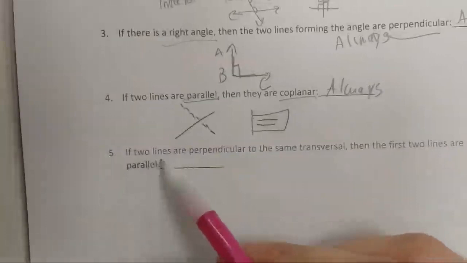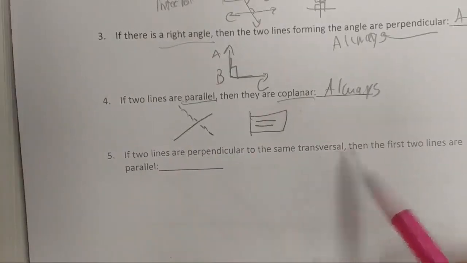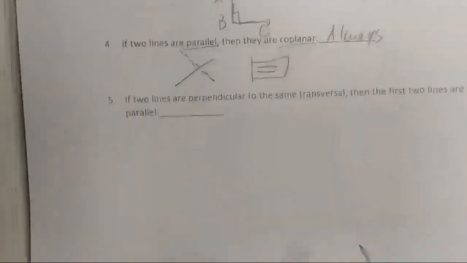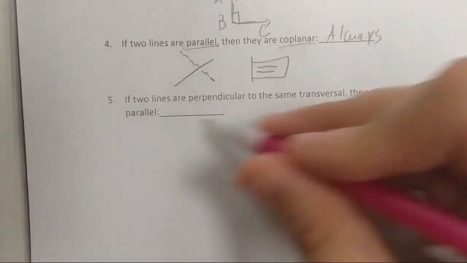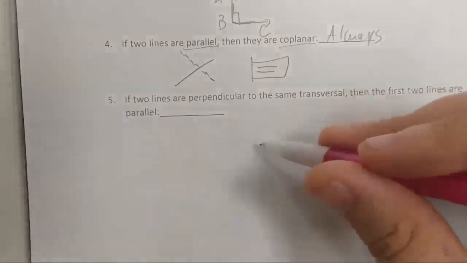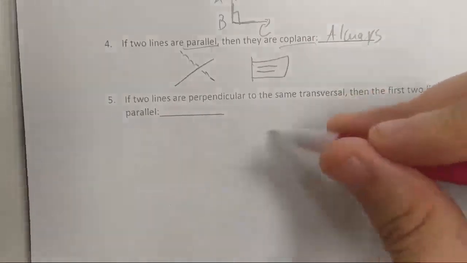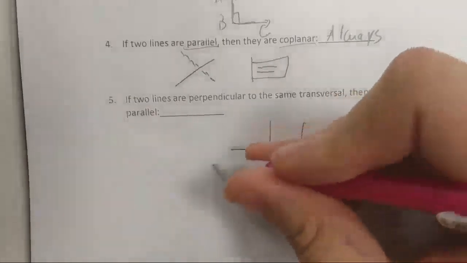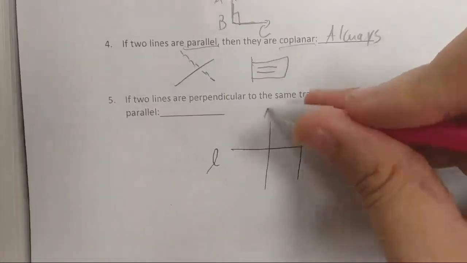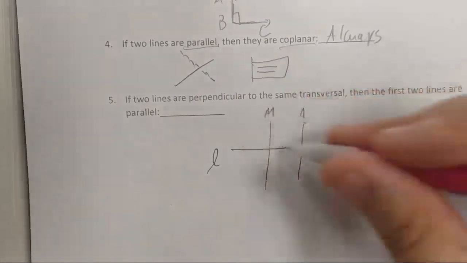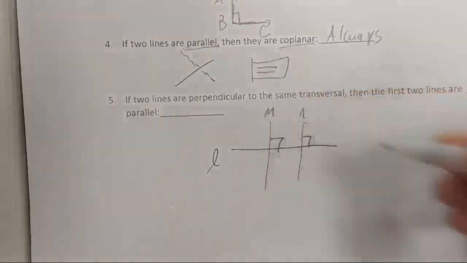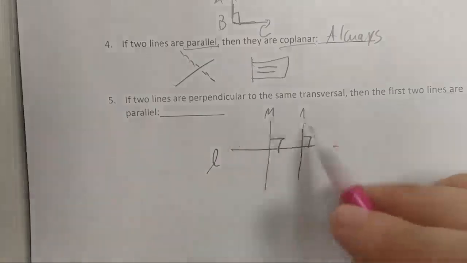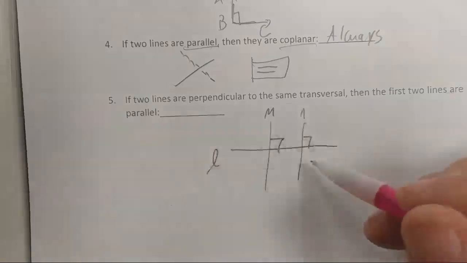Okay. If two lines are perpendicular to the same transversal, then the first two lines are parallel. Ooh, this is a good one. So two lines are perpendicular to the same transversal. The transversal being line L here, and M and N are the two lines that are perpendicular. So this is 90 degrees, this is 90 degrees. Then the first two lines, M and N, are parallel.